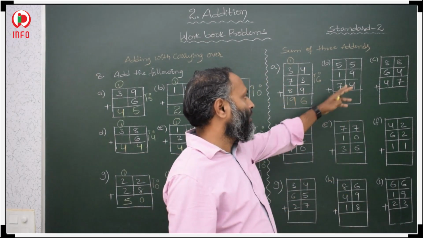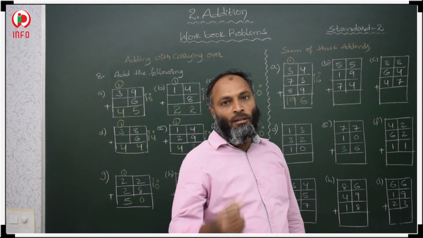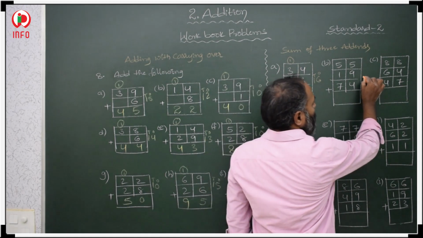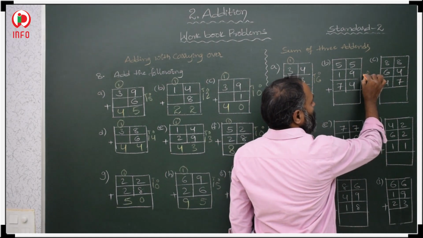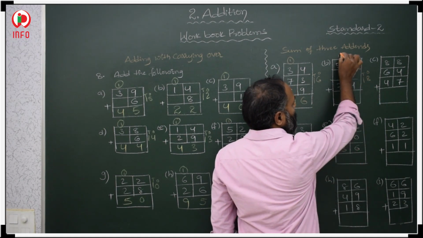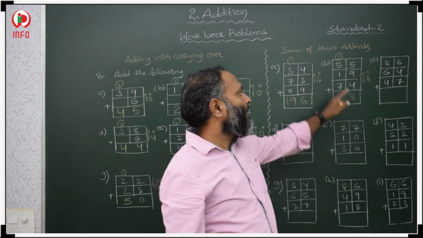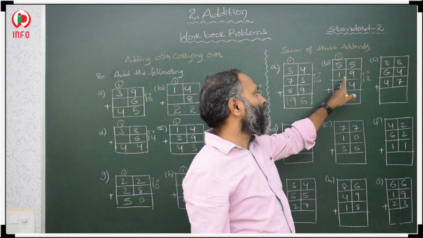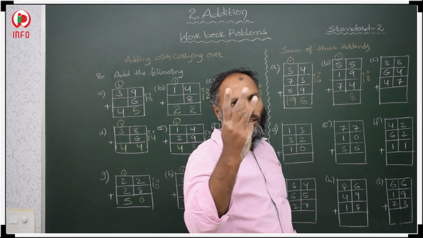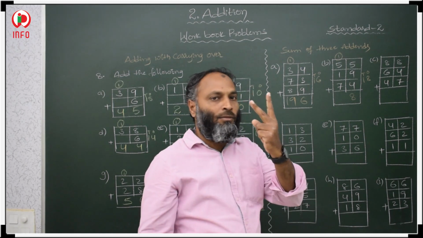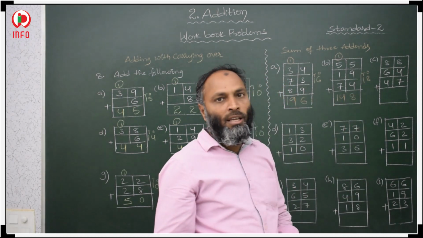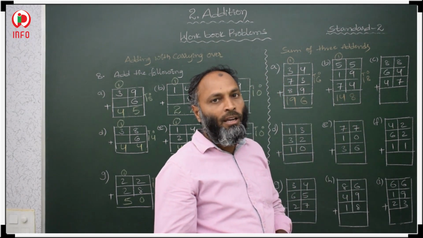How much? 14. 14 plus 4: 14, 15, 16, 17, 18. Total 18. 18 means this is in ones place, this is in tens place. 8 is in ones place and this 1 is in tens place. 5 plus 1, 6. 6 plus 1, 7. 7 plus 7: 7, 8, 9, 10, 11, 12, 13, 14. 148. That is the sum with 3 addends.